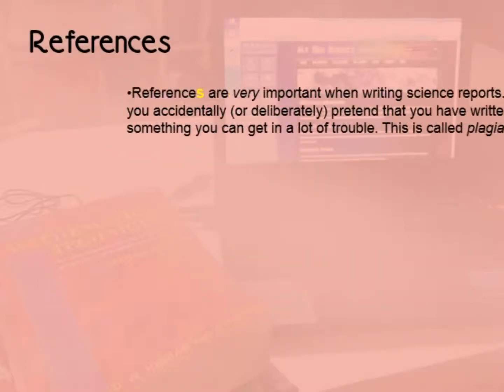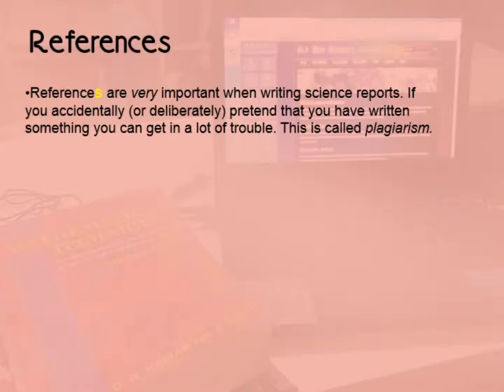References. What are references? Well, they are another word for sources, but they are particularly important when writing science reports. If you accidentally, or deliberately, even worse, pretend that you have written something, then you can get in a lot of trouble. We call it plagiarism, and it is a very, very serious academic crime.